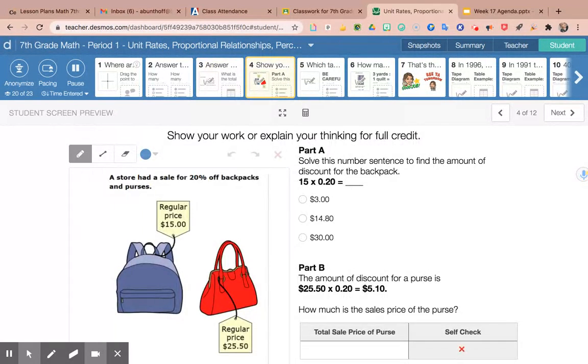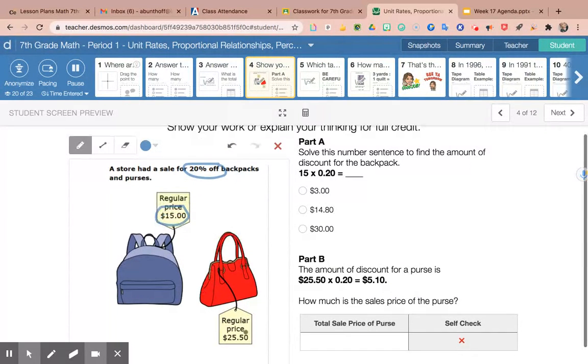For number 4, it says show your work. A store had a sale of 20% off. So that's not the amount of money you save. It's how you find the amount of money you save. So we have a $15 backpack and a $25.50 purse at regular price. So they're 20% off. So we're trying to find their discount.